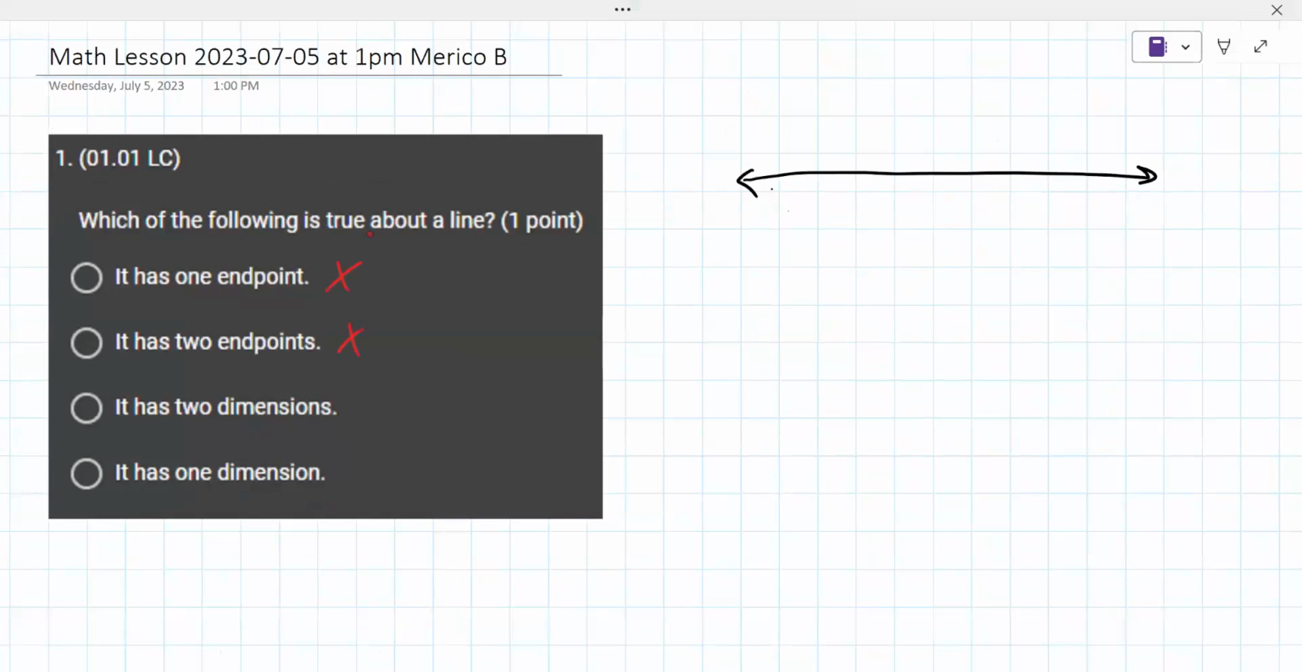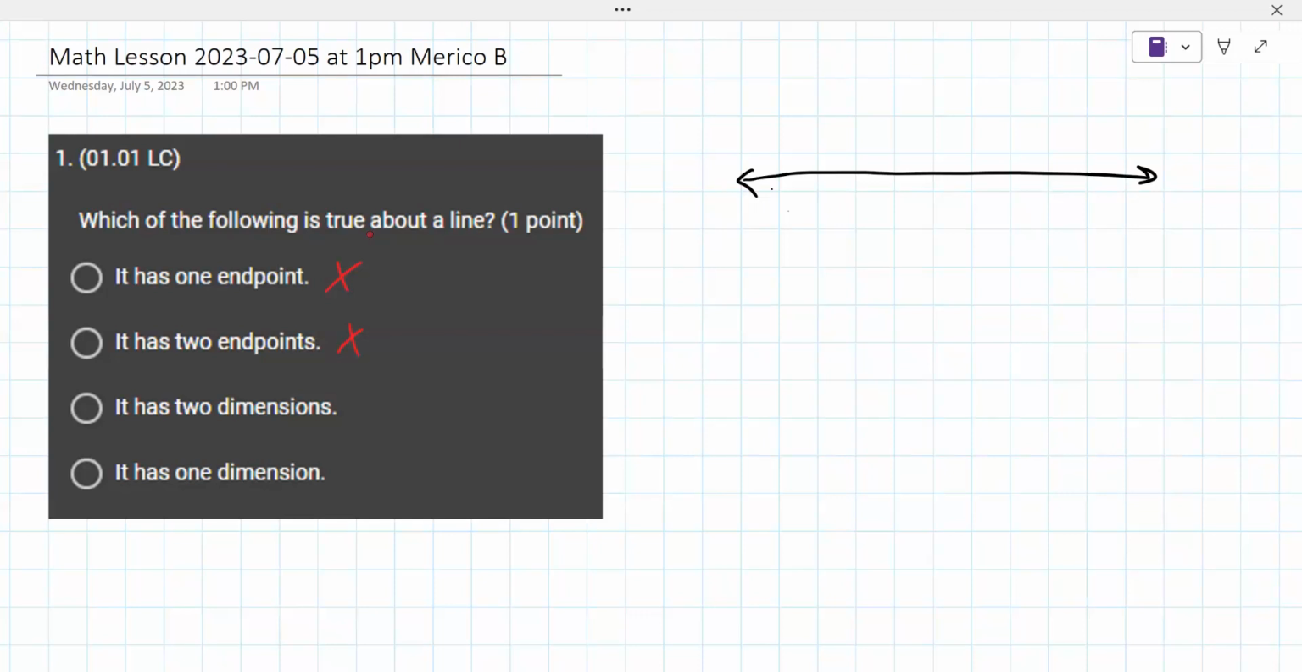Points, because it doesn't have any. So you have to decide, does it have 2 dimensions or does it have 1 dimension? 2 dimensions. Okay, so what are the 2 dimensions? The 2, like arrows going left and right.